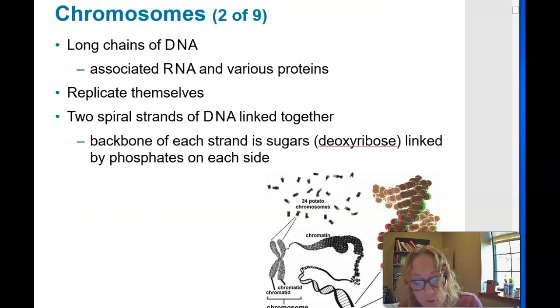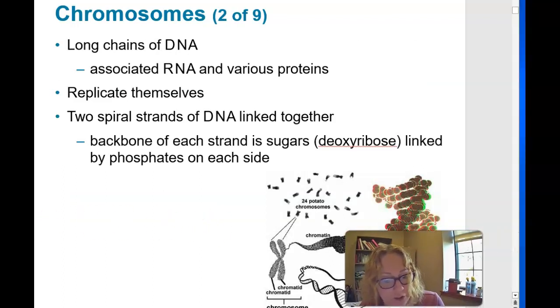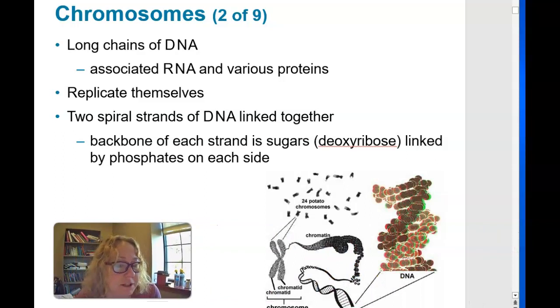Chromosomes, again, review. Everyone should know this. This should not be new information. Long chains of DNA. DNA goes to RNA. DNA can replicate itself. You get two strands of DNA linked together. It's the backbone of the sugars, the deoxyribose, making it DNA, and it's linked by phosphates to each other.